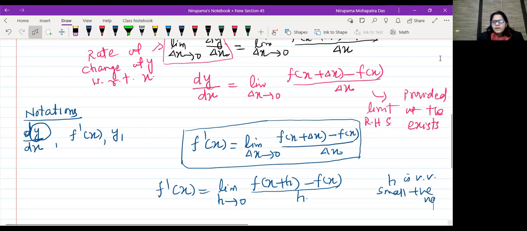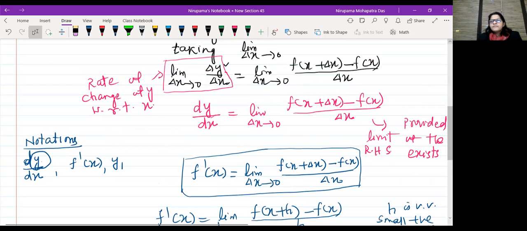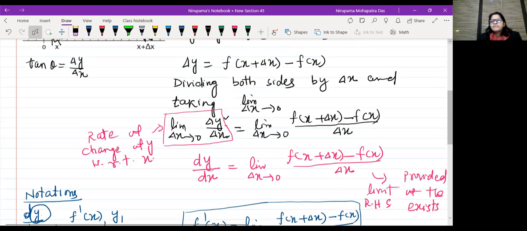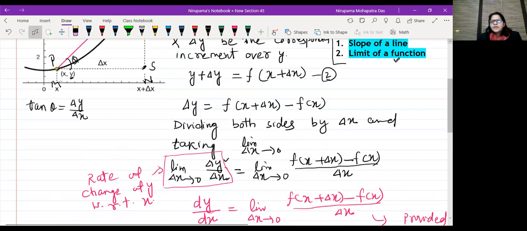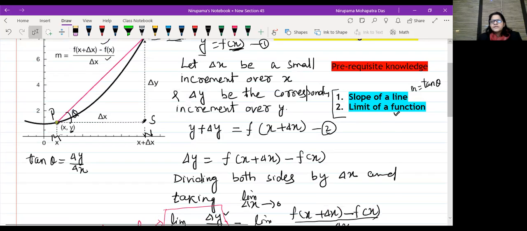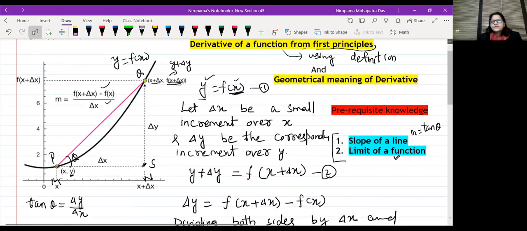So whenever you have to apply derivative from first principle, derivative using definition, this is the way you have to find it. Basically you have to evaluate limit h approaches to 0, f of x plus h minus fx.